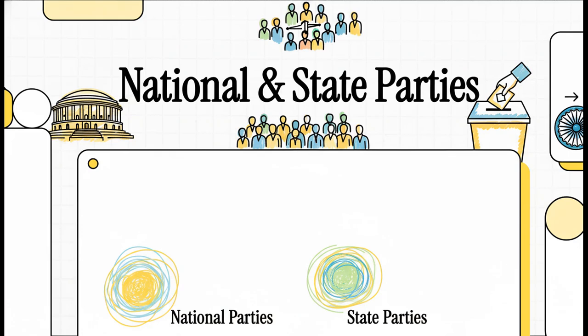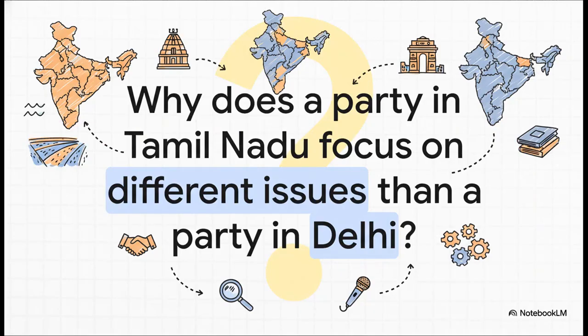Hello, students! Today, we're going to dive into a very important topic from your civics syllabus, the different kinds of political parties we have here in India. You know, understanding this is key to seeing how our democracy really works. So let's start with a question.